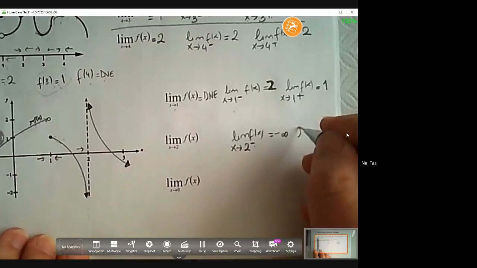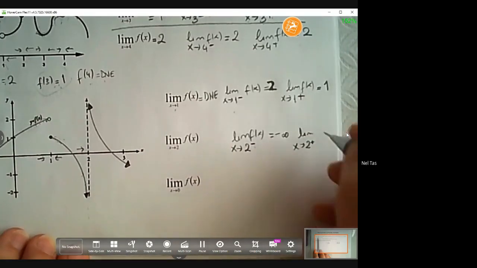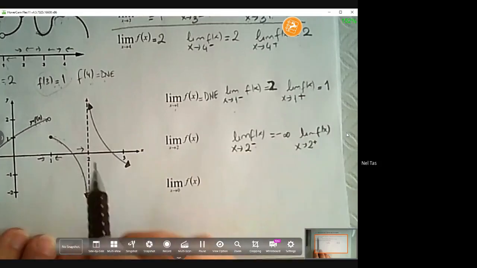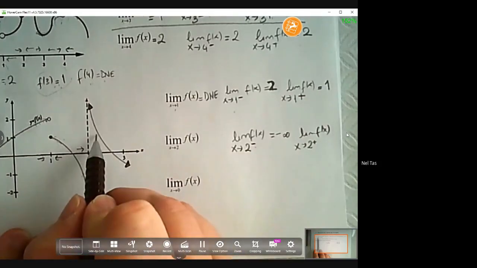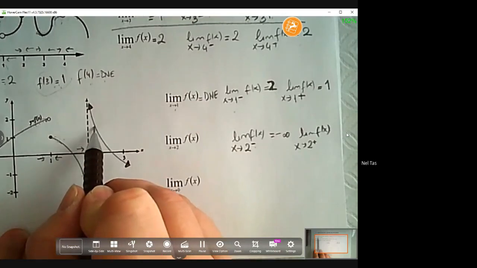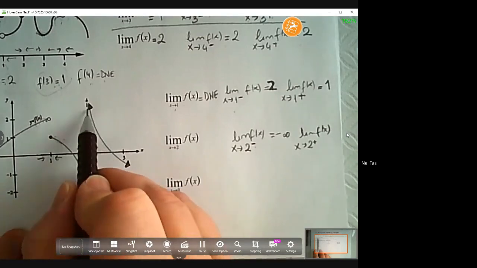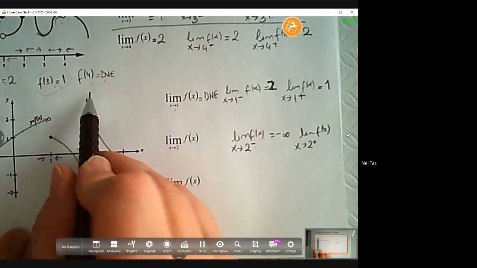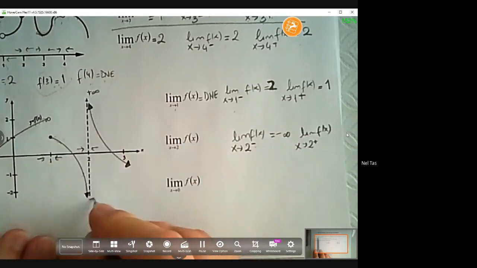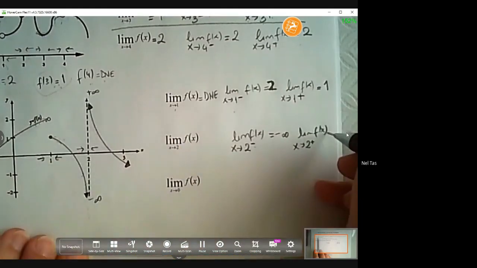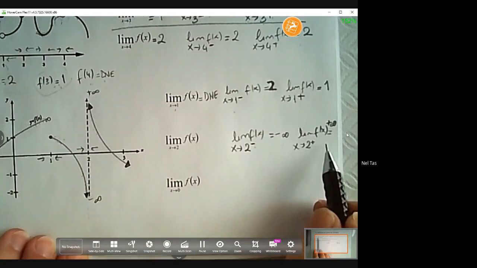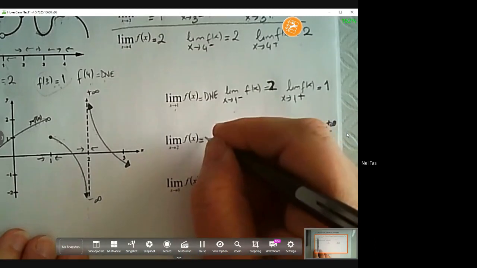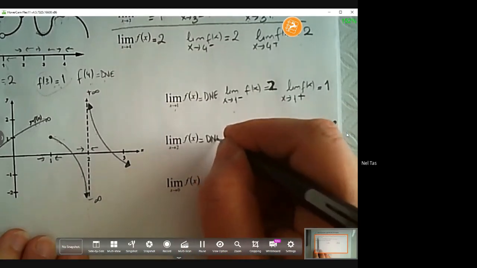And right side limit. So we approach 2 from right, look at the y values, what is happening there. So y values 1, 2, and you see the arrow. This graph is approaching that vertical asymptote. So y values are getting closer and closer to positive infinity, right? So right side limit is positive infinity. So left side limit is negative infinity and right side limit is positive infinity. So they are not the same. So we say limit of f of x as x approaches 2 is DNE.